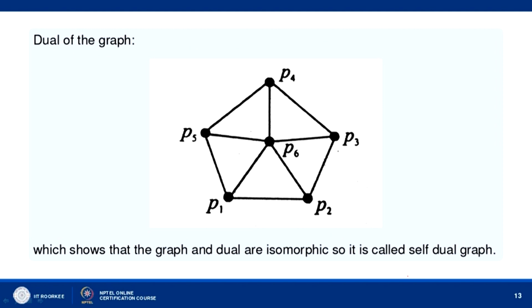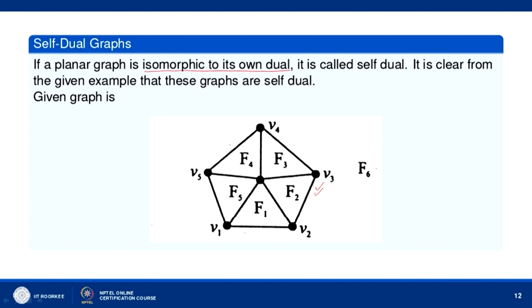Now, this was the dual. Because they are isomorphic, it is a self dual graph. Since this graph is the dual of this graph and they are isomorphic, the given graph is a self dual graph. So, that is the end of my lecture.